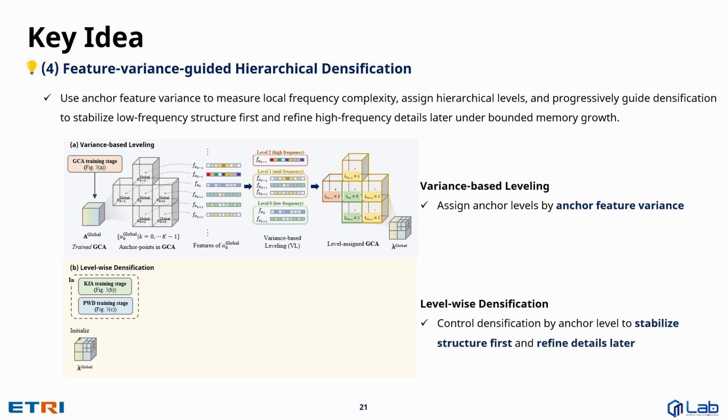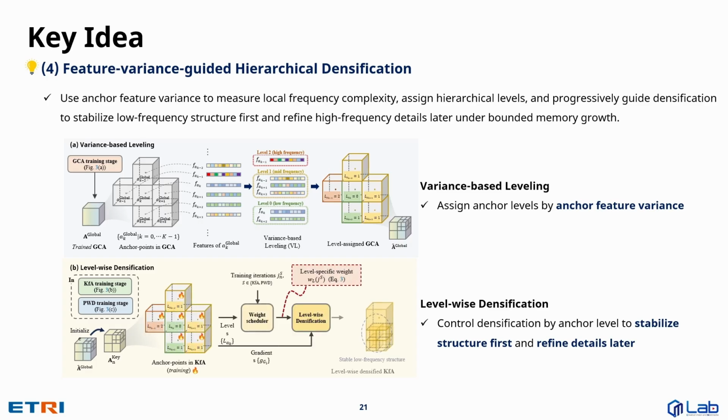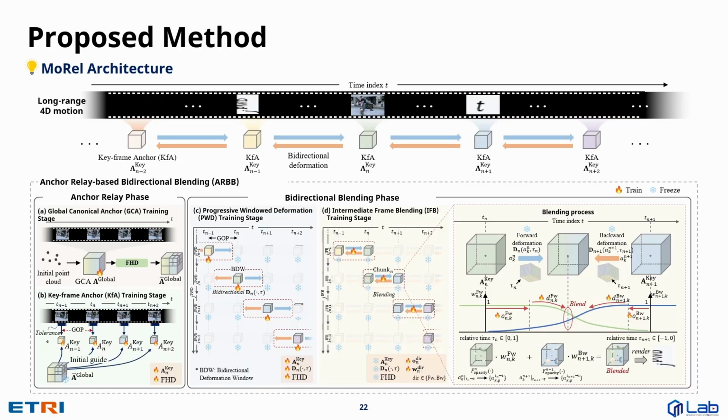Then, in level-wise densification, densification is controlled differently for each level. As a result, low-frequency structures are stabilized first, while high-frequency details are progressively refined later. This hierarchical strategy enables more efficient capacity allocation under bounded memory growth, so FHD improves detail recovery without causing unnecessary densification. Based on these key ideas, this slide presents the overall architecture of MoRel.